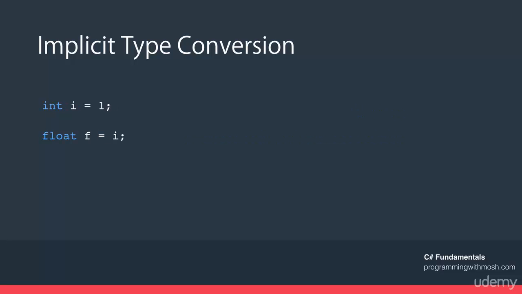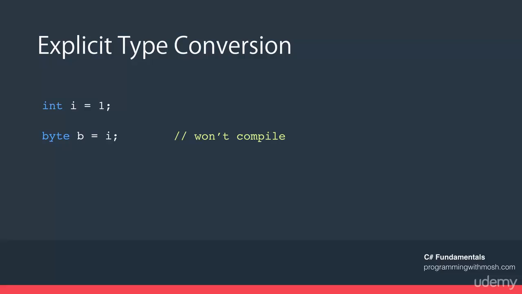Here's another example of implicit type conversion. So we have an integer, set it to 1, and we copy that to a float. Again, in this example, no data loss will happen. But let's take a look at this one. Here we have declared an integer, and we're trying to copy that to a byte. An integer is 4 bytes. So when we convert that to a byte, 3 bytes out of 4 bytes will be gone. And there is a chance for data loss.